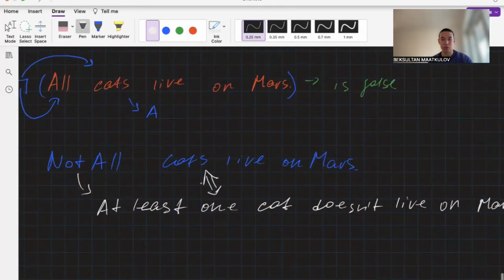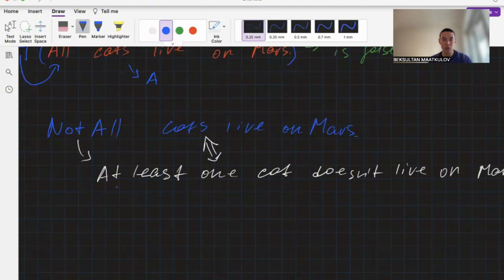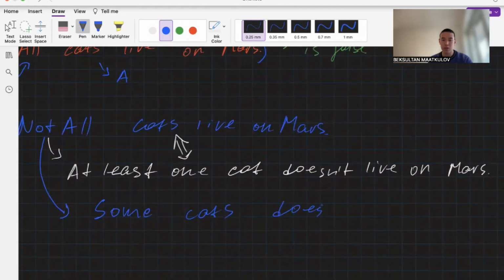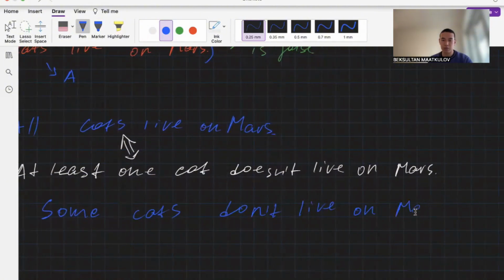And this is the full equivalent statement. So not all cats live on Mars. Okay. The second way to negate not all, you can write some. You can write some cats don't live on Mars.